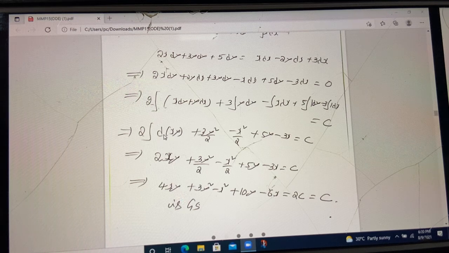Then you get the integral: 2xy, 3y square by 2, x square by 2, 5y, 3x. Multiply by 2. So 4xy, 3y square minus x square, 10y minus 6x equal to 2c. 2c is again another constant, capital C. This is the required representation. What does this represent?